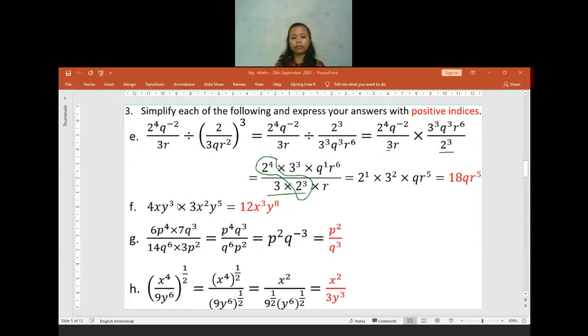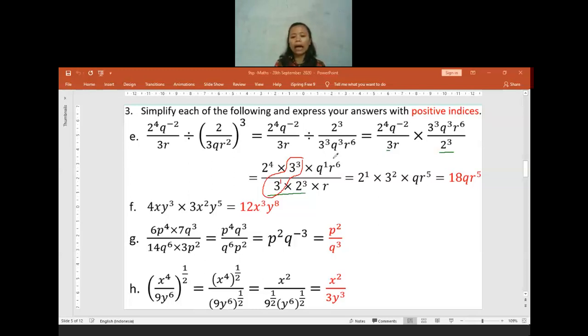Now we move to the base of 3. We have 3 to the power of 3 divided by 3. If there is no power, we can make it the power of 1. We read it as 3 to the power of 3 divided by 3 to the power of 1. Division, subtract the power, becomes 3 to the power of 2. The q to the power of 1, we can write as q only.